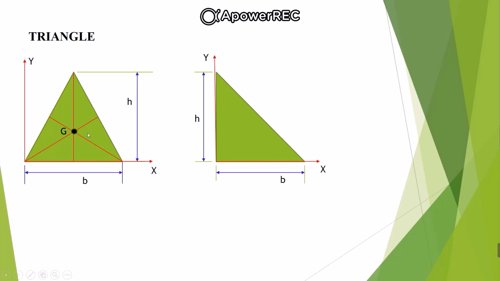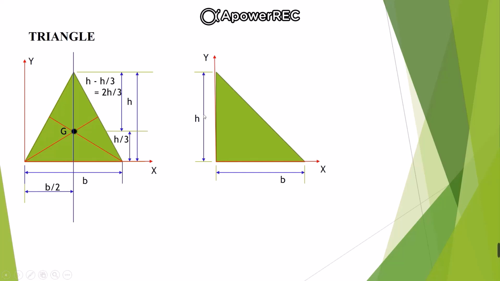So this G will be at a distance of h by 3 from the x-axis, or 2h by 3 from the top of the triangular section. Now in order to locate the distance of CG from the y-axis, draw a vertical line passing through the center of the triangular section, and you can see that the triangular section is symmetrical about that line. That means you can fix this distance from the y-axis, that will be equal to b by 2.